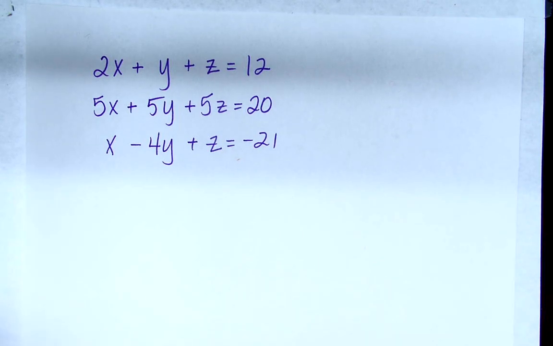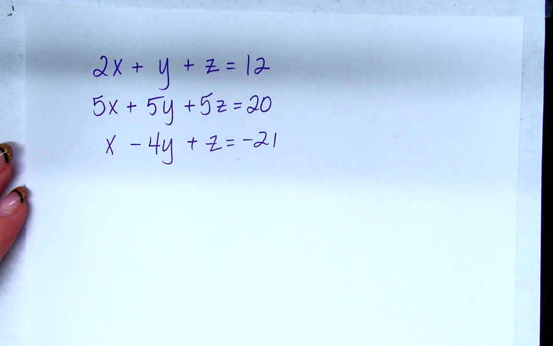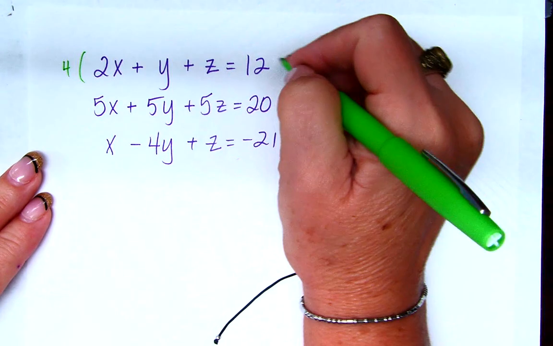I want to do the Y's. You want to do the Y's? Okay, let's do the Y's. All right, so if we're eliminating Y's, what are we going to do first? Multiply the top equation by 4. We're multiplying the top equation by 4. Good idea.